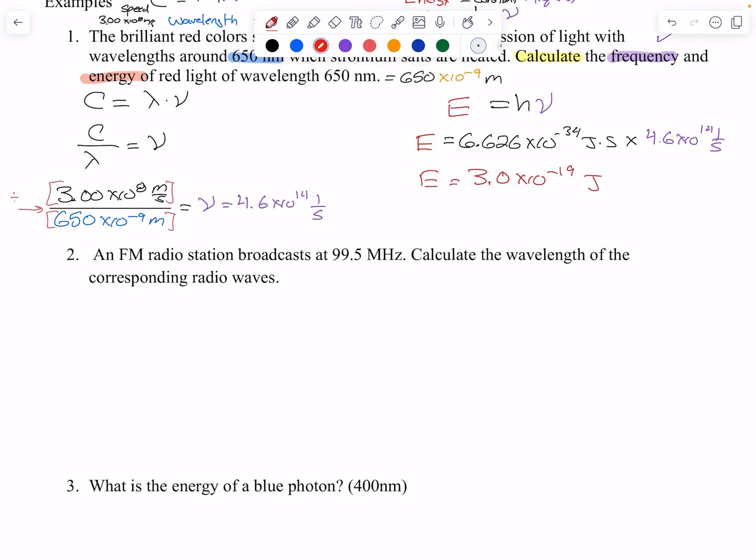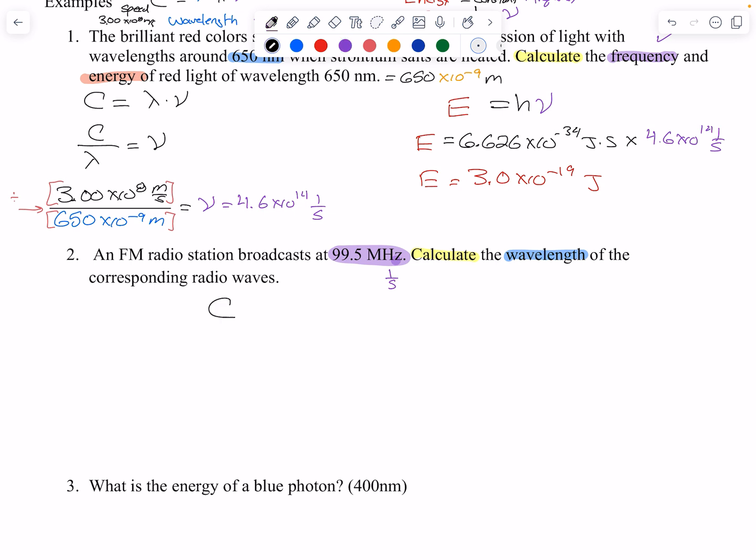An FM radio station broadcasts at 99.5 megahertz. That is hertz, so that means that's a frequency. All right, frequency. That's a 1 over seconds. And we want to calculate, there's our verb, calculate the wavelength of the waves. And so I want frequency and wavelength.